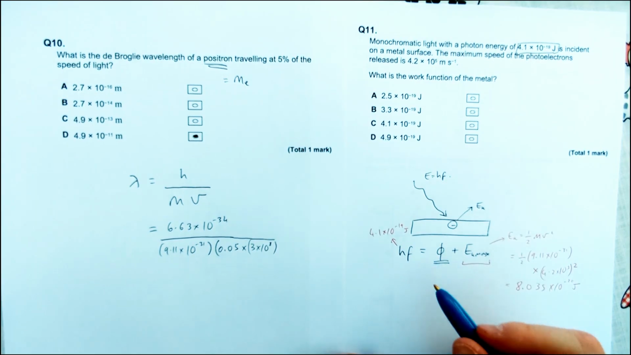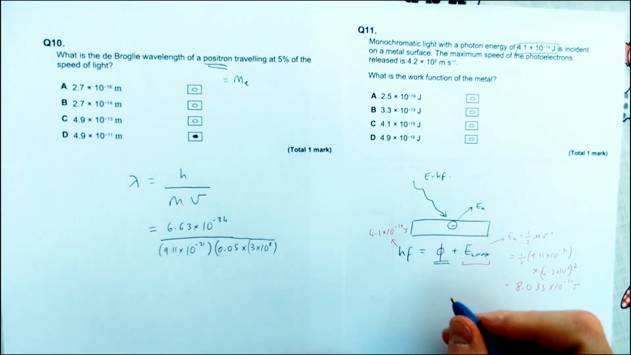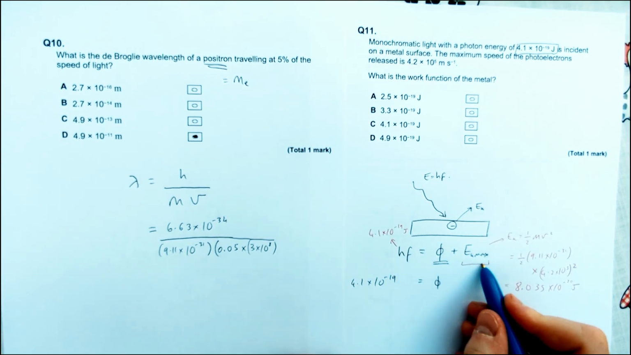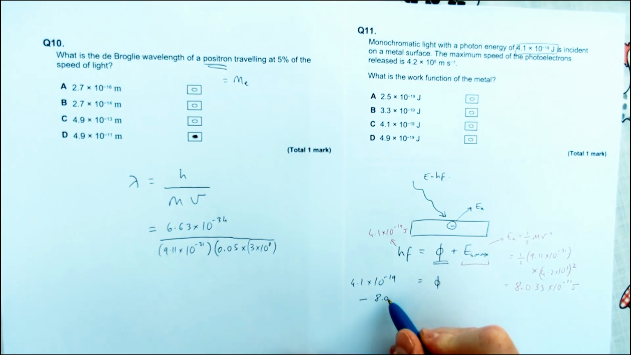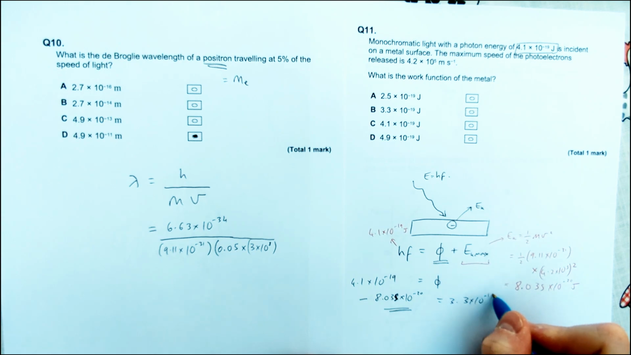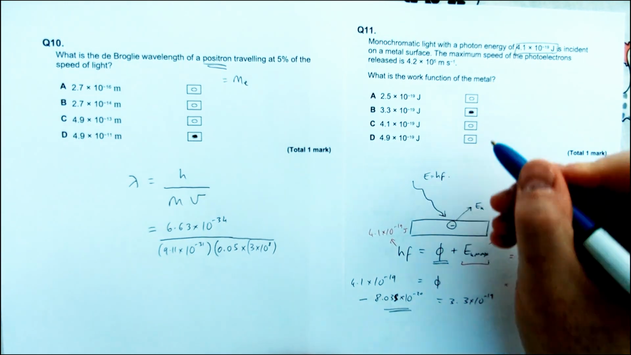And to get our final work function, let's rearrange our equation. Work function equals the initial energy, so 4.1 times 10 to the minus 19, minus the kinetic energy of our photoelectrons, which is going to be roughly 3.3 times 10 to the minus 19, meaning it's option B in this question.